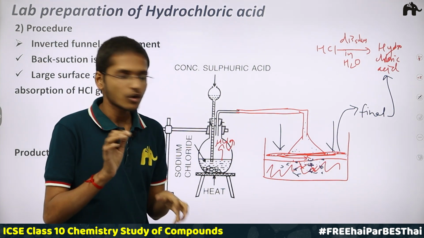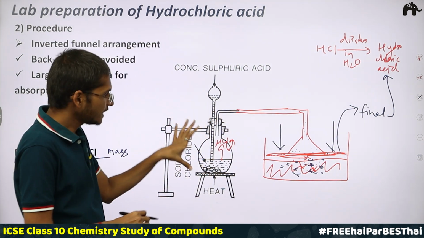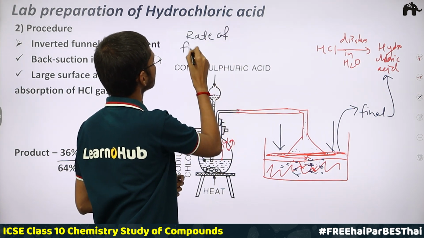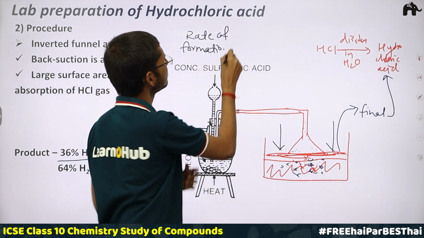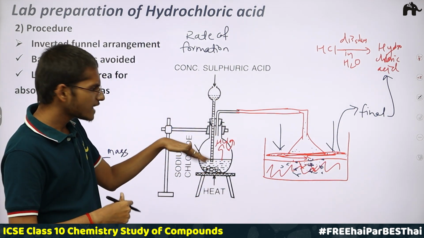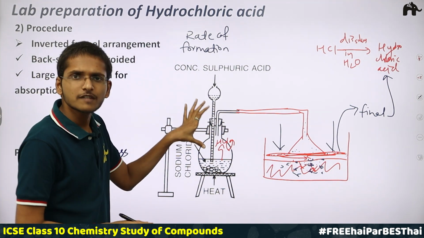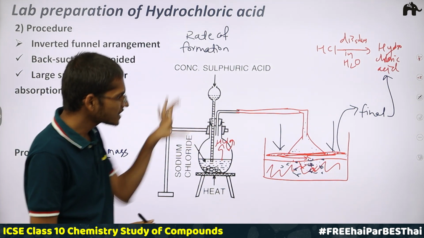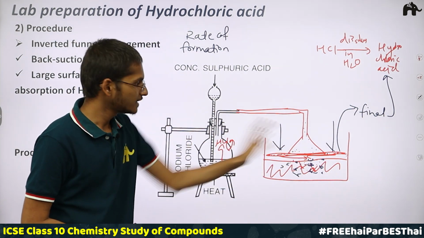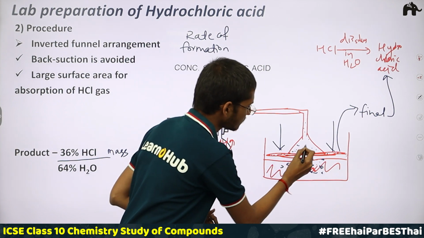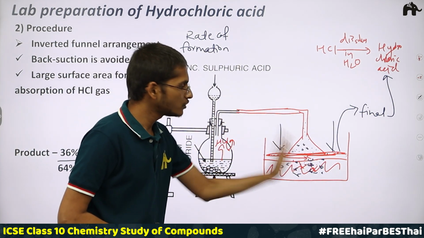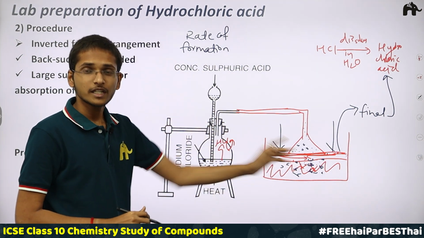Why is this so? Because there is some speed with which the HCl gas molecules are formed. Simply, rate means the speed with which the HCl gas molecules are formed. If the speed with which HCl gas molecules are formed matches the speed with which the HCl gas molecules are dissolved in water, then if 3 or 4 molecules get dissolved, 4 molecules would take their place, if the speed is matching.